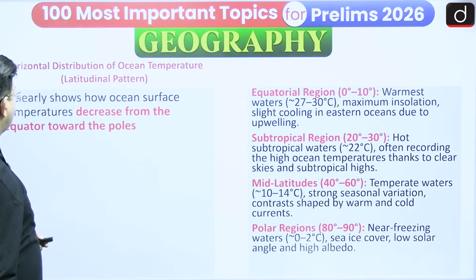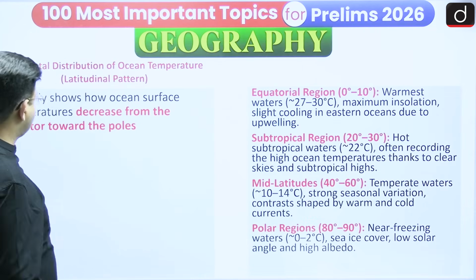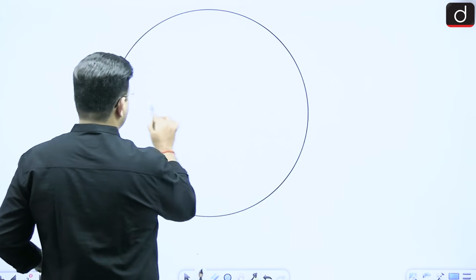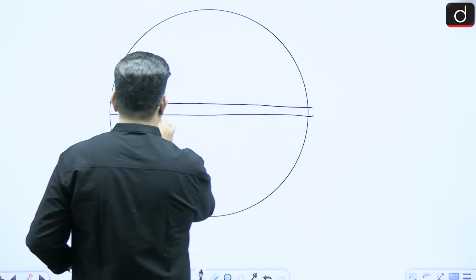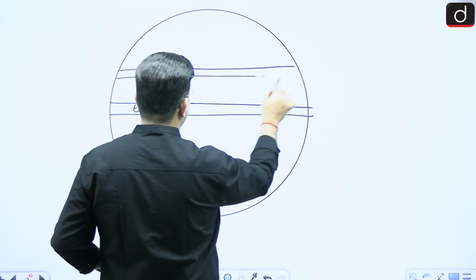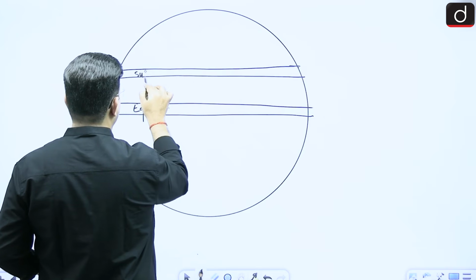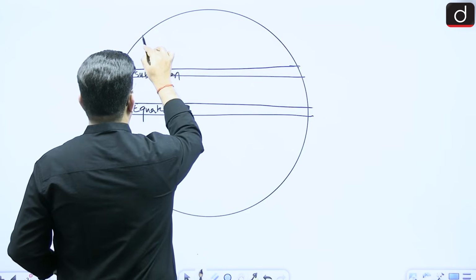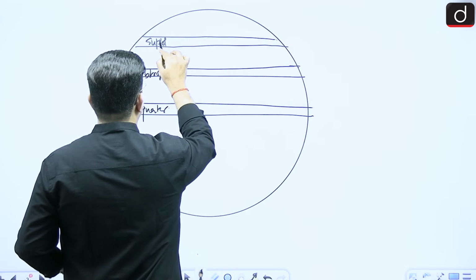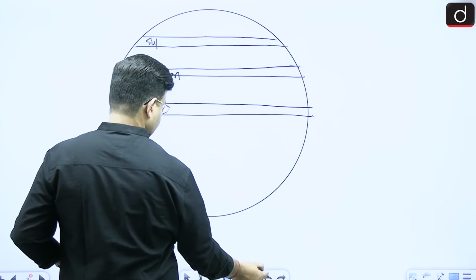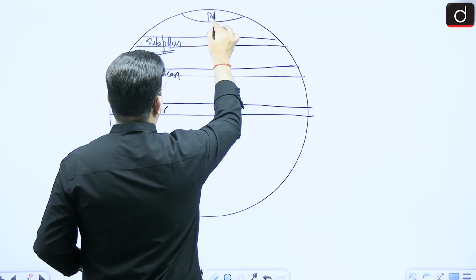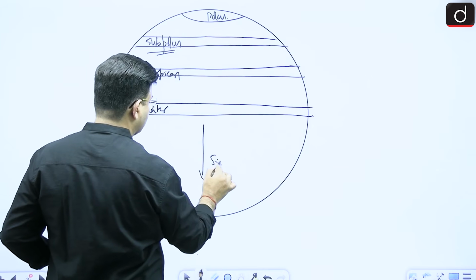And next we are going to see the horizontal distribution of ocean temperature. If I am talking about the ocean temperature, this is the equatorial region, and here 20 to 30 degrees or 25 to 35 degrees is the subtropical region. And here this is the subpolar region, and then there is the polar region. Similarly here also.